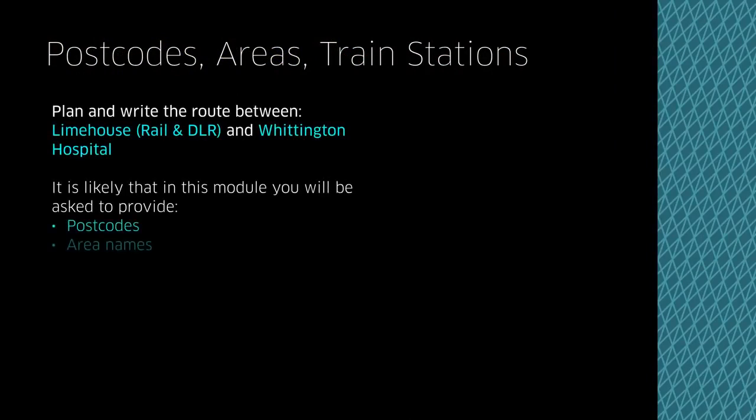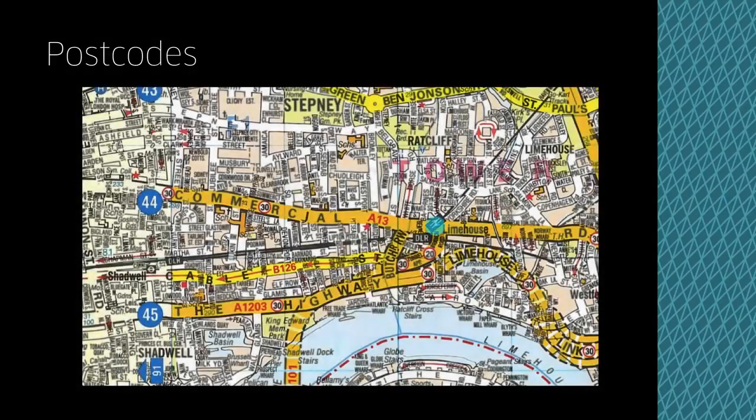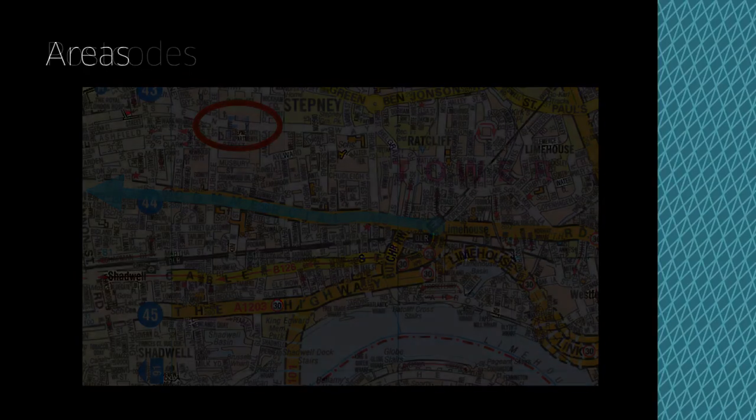After planning and writing down the route, we now answer questions about postcodes, areas, and stations. The first question is, what two postcodes do you drive through along your route that aren't your starting or end postcodes? These postcodes can be identified by the blue bold font they are written in. They will always be either in the same grid square or the next one along from the roads you have travelled on. In this example, E1 would be an acceptable postcode.